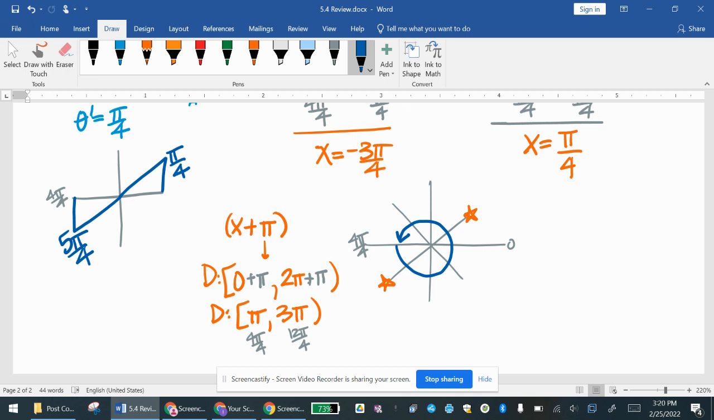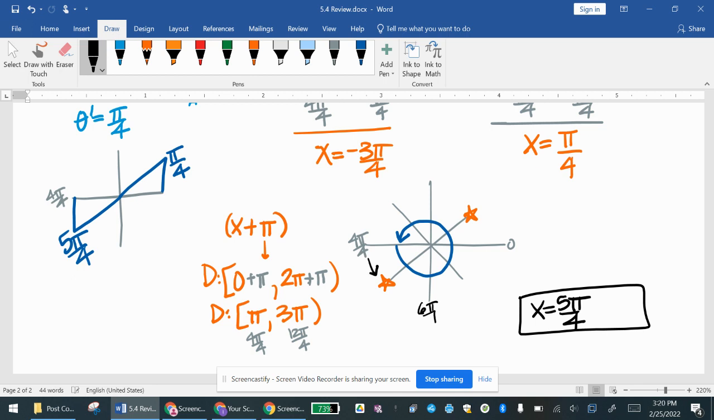Okay, so our first answer is going to be 5 pi over 4, which is right there. 5 pi over 4, keep counting, 6 pi over 4, 7 pi over 4, 8 pi over 4, and last but not least, 9 pi over 4. And those are your answers. But not negative 3 pi over 4, because that was not from when they wanted to start counting in the domain. Let me know if you need any more help.